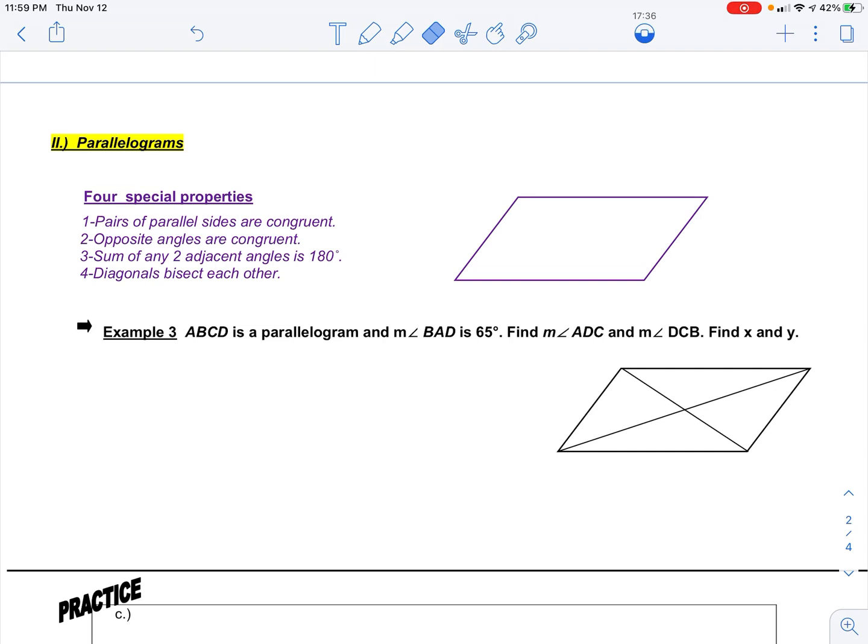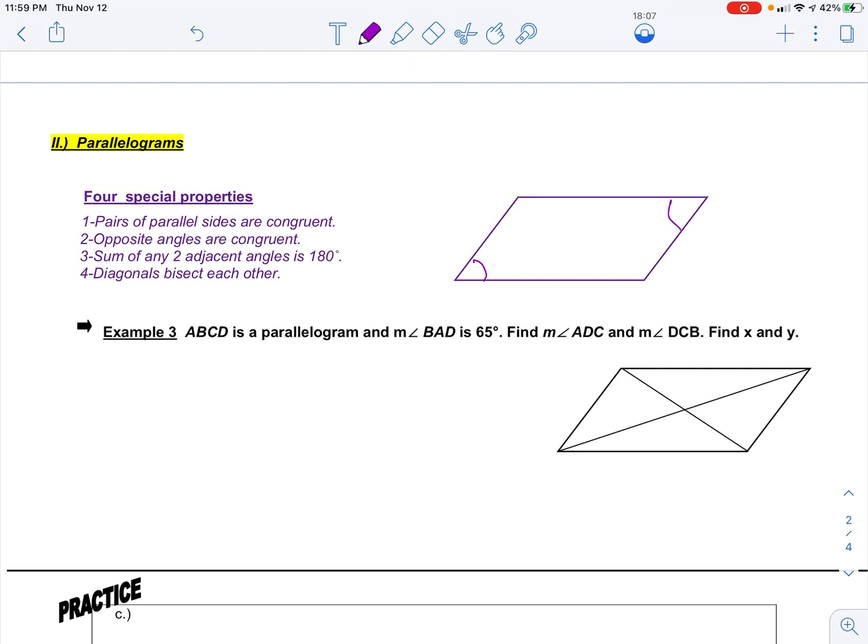Okay, parallelograms have four special properties, and they are that all pairs of parallel sides are congruent, opposite angles are congruent, the sum of any two adjacent angles is 180 degrees. Remember, adjacent angles are angles that are side by side. So like this angle and this angle are adjacent. Also, this angle and this angle are adjacent. So those that are beside each other are considered adjacent.